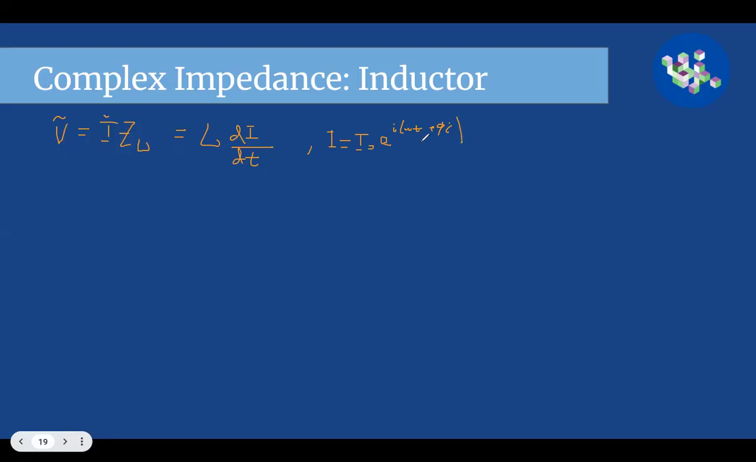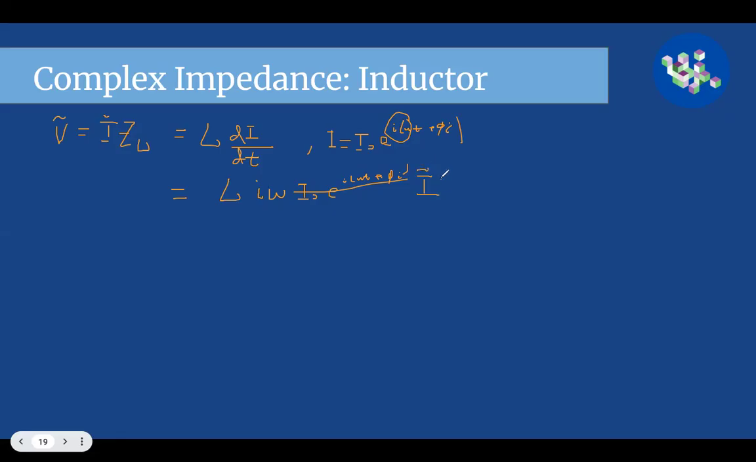Okay, and then what happens is I do d over dt, right? So then this just equals L, and when I do d over dt, I'll get the I omega here. So L times I omega, and then times I0 e to the I omega t plus phi I, right? And then the I0 e to the I omega t plus phi I can cancel this out. This is just equal to the current, right?